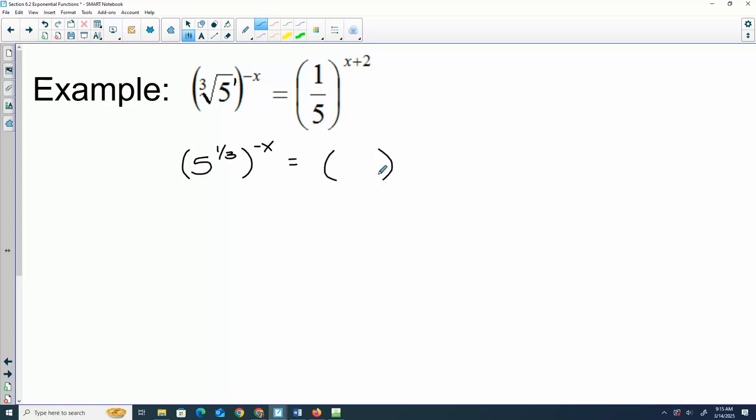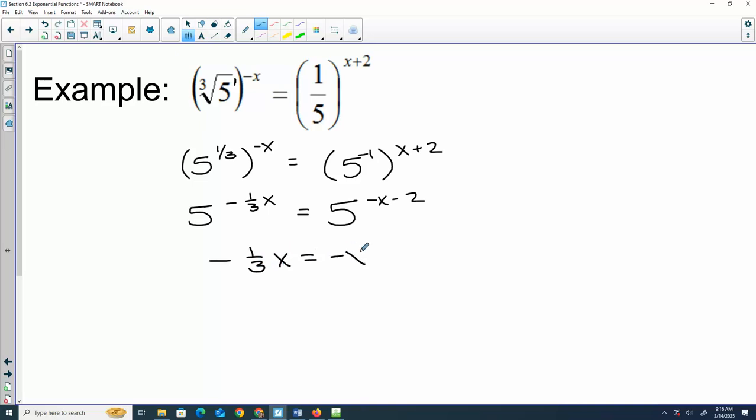How would you write 1/5 if you wanted a base of 5? So then you have 5 to the negative 1/3 x equals 5 to the negative x minus 2. Set the exponents equal. We add the x over.